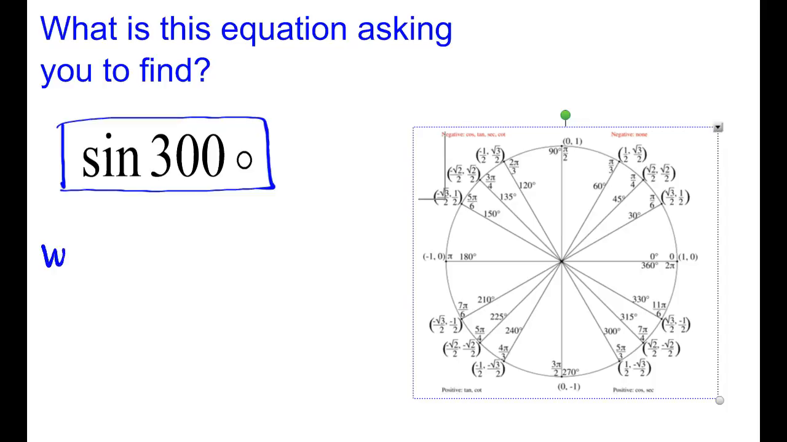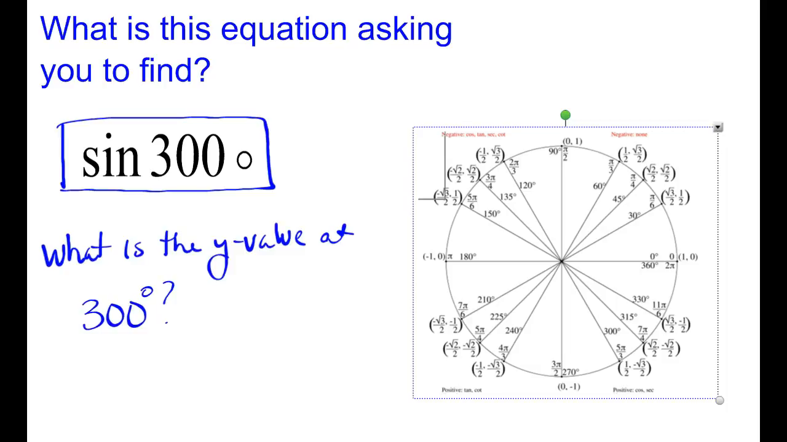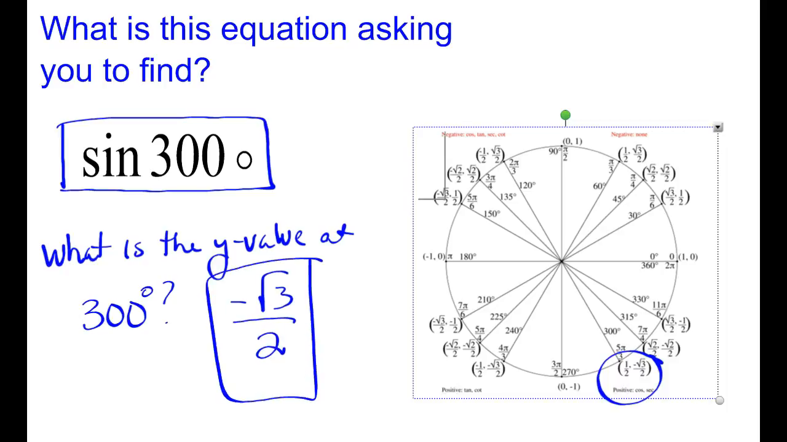This is asking, what is the y value at 300 degrees? That's what the sine of 300 is. What's the y value at 300 degrees? Well, if I go over to 300 degrees, my y value is negative square root of 3 over 2. That is the y value, okay? Not bad. We've practiced that.